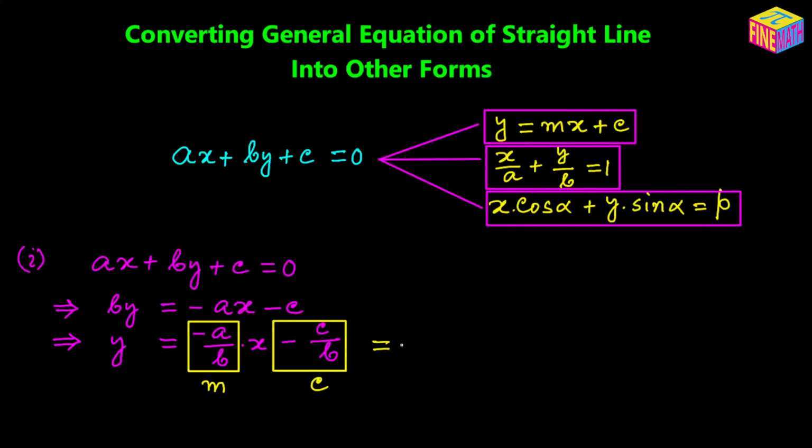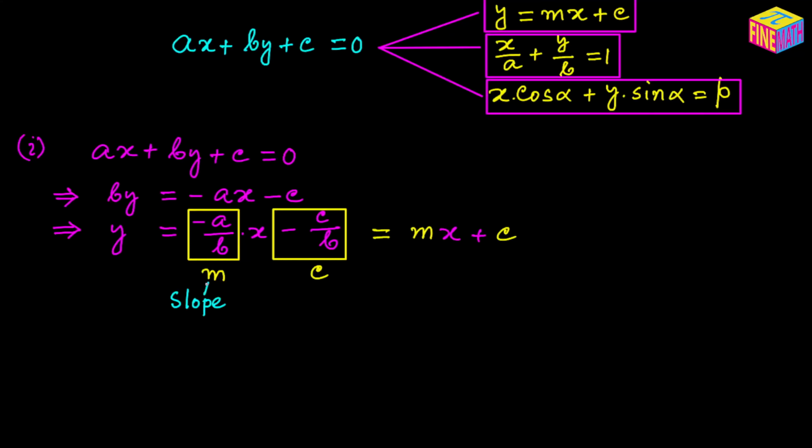So I'm just going to write it as m times x plus c. So now you see that the y = mx + c form has −a/b as the slope and −c/b as the y-intercept. Let me make a quick note here. So m is the slope and c is the y-intercept.